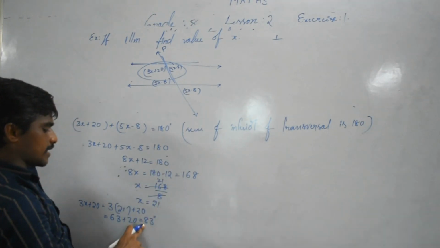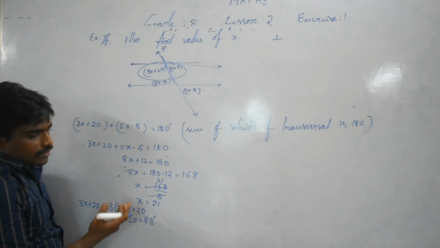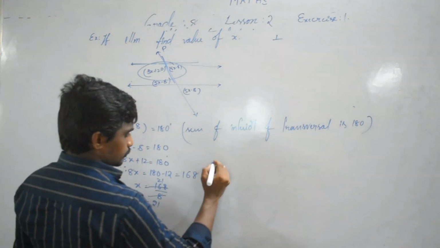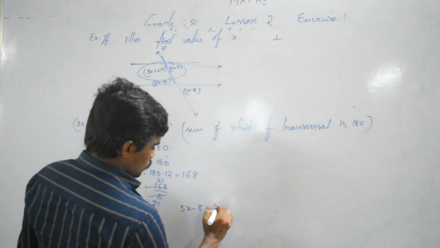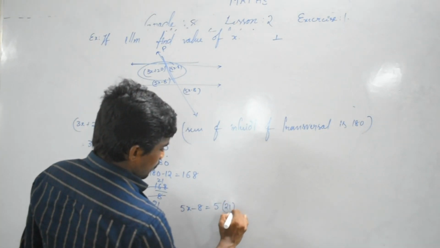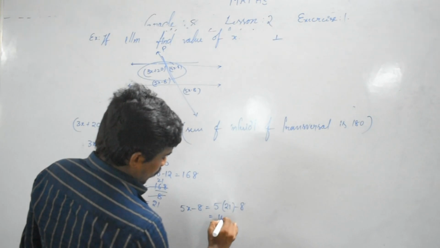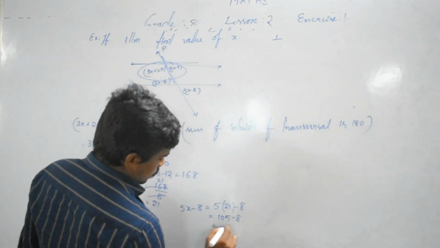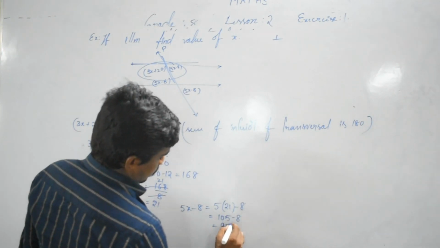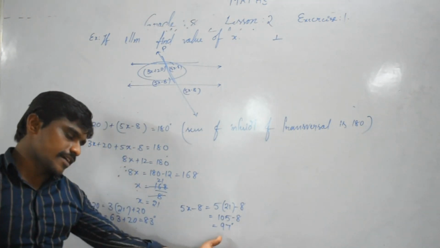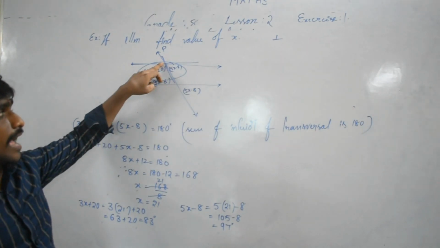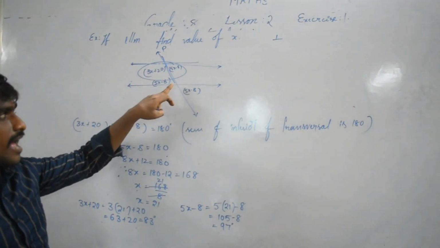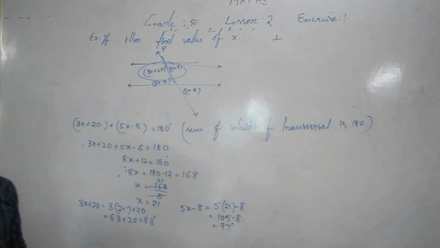Next, 180 minus 83 is 97. Or 5x minus 8: 5 times 21 is 105, minus 8 is 97. So this angle is 83 and this angle is 97. Copy.